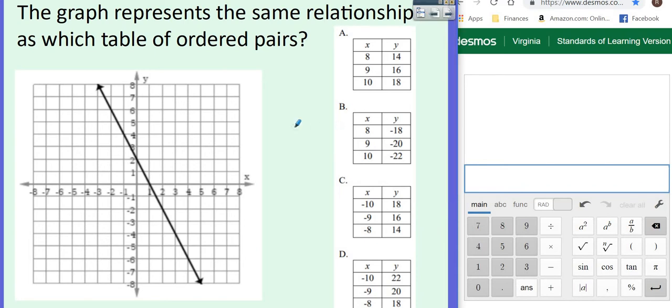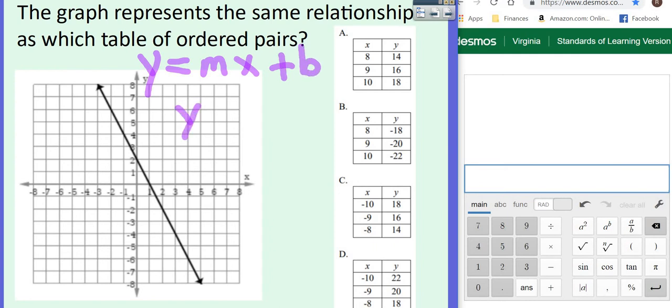So the way we're going to have to do this is we're going to have to use our calculator. But to do that, we have to be able to write the equation of this line. So let me show you how to do that. y = mx + b.